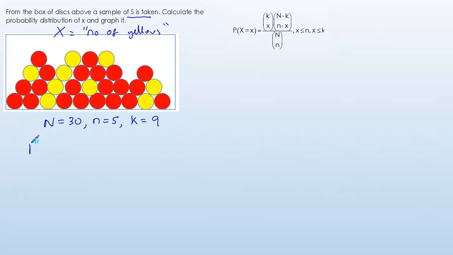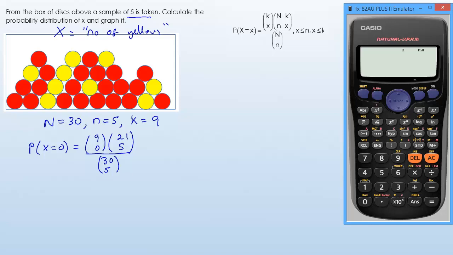So the probability that X is 0 is going to be 9C0 multiplied by 30 take away 9, so that's 21, C n minus x, so that's going to be 5 since x is 0, all over n is 30, remember, C 5. So we've got to calculate that.